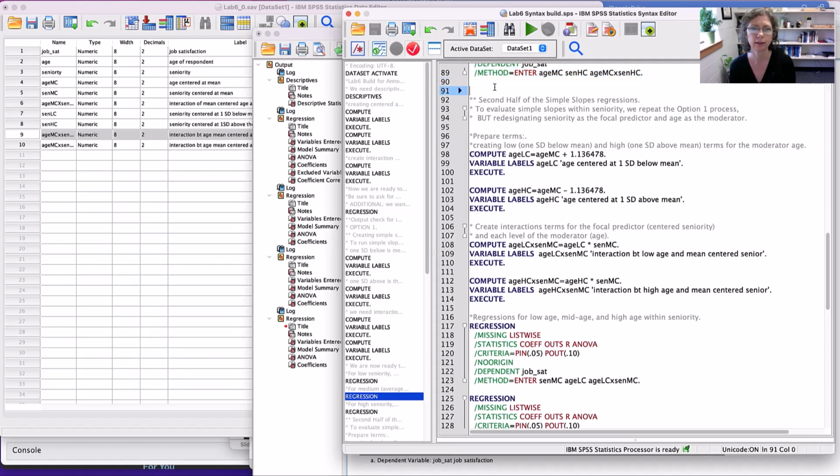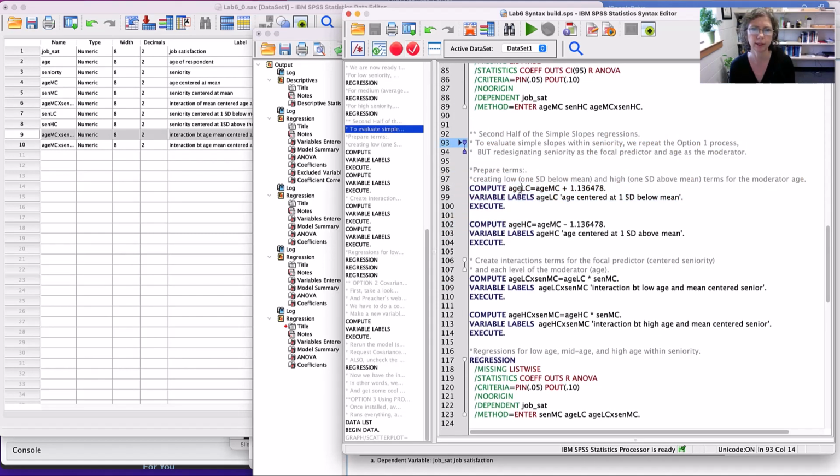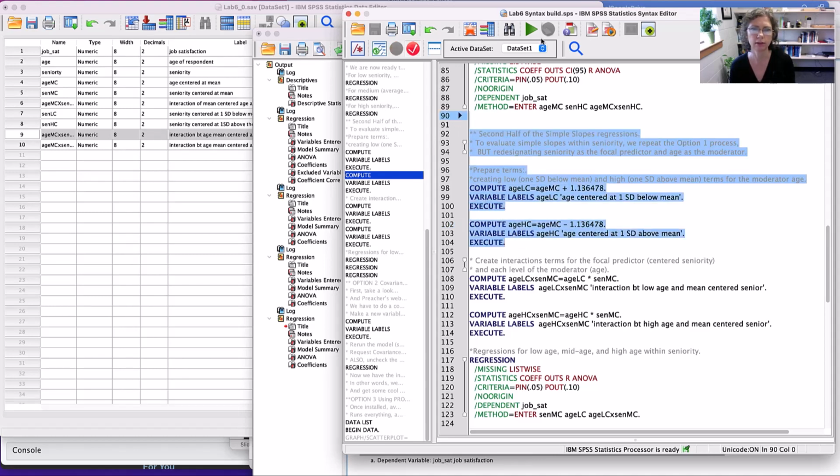So now I need to make some more variables, but you can just copy from what you had before. You just gotta watch what you're doing, right? I need age at low centered, which is the age mean centered plus the standard deviation for age. And then give it a label. Age centered at 1 standard deviation below the mean. That's where we put its value at. And then an age at high centered is going to be the mean minus the standard deviation. So getting those guys.